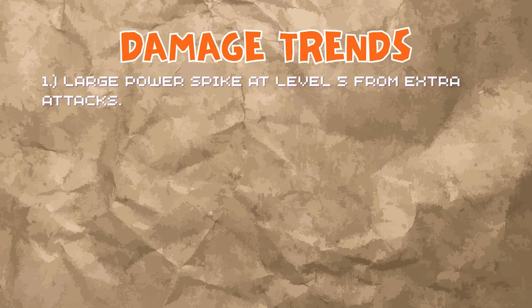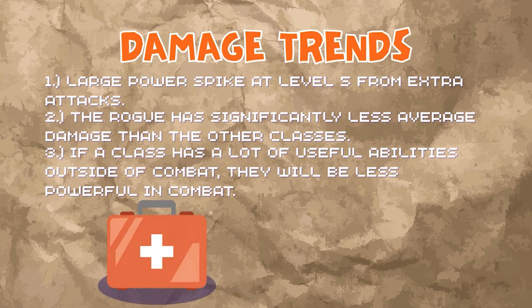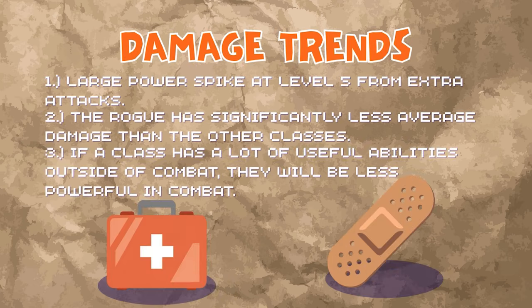You will also notice that most of the classes have a large jump in their power at level 5. I'm also theorizing that the rogue was held back in terms of damage because they were given a lot of great class features that don't necessarily help them out in terms of damage, such as expertise or cunning action or evasion.